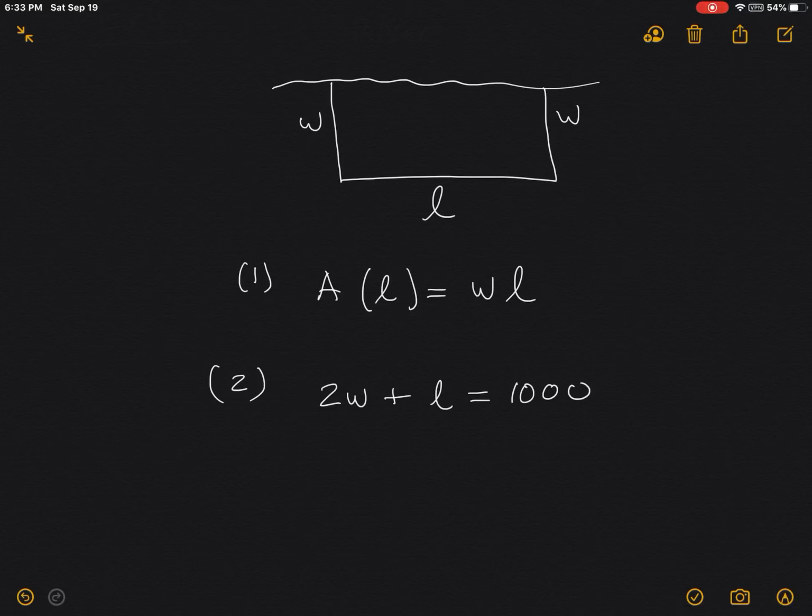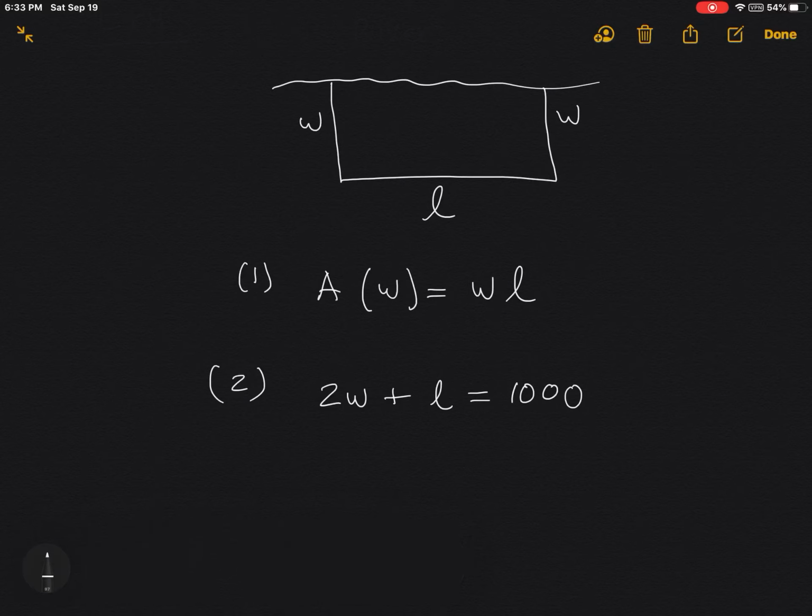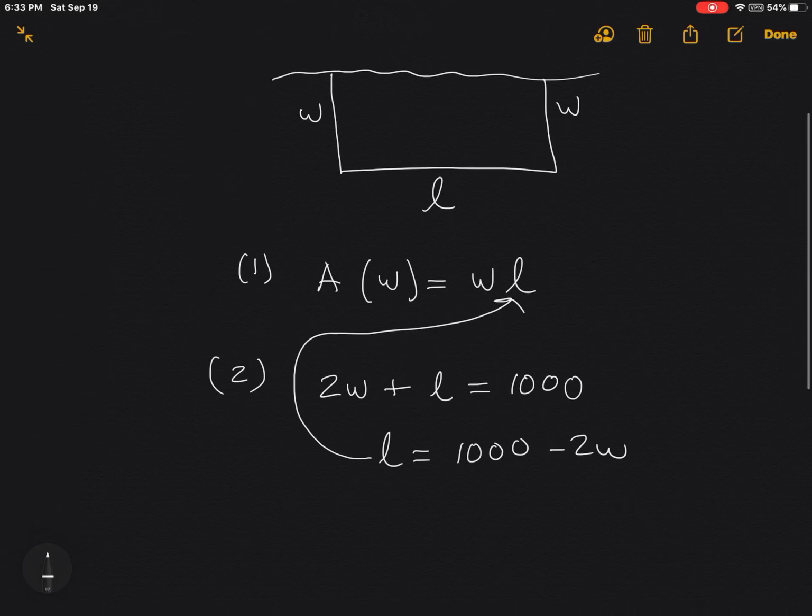Okay, so it looks like I made it harder for myself. I'm going to take that back. I'm going to put this in terms of W, because it's easier to get L by itself. So if you see one thing that's easier to get by itself, you can modify it. Okay, so L is equal to 1,000 minus 2W, and I'm going to substitute it into here.